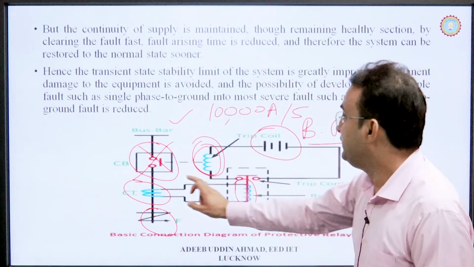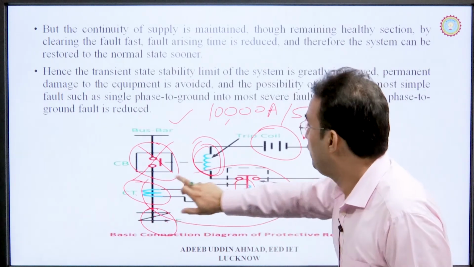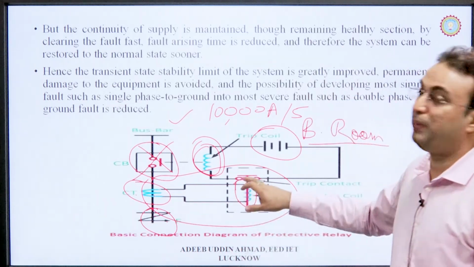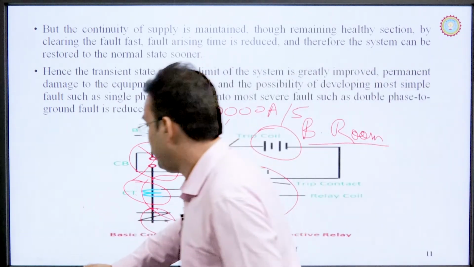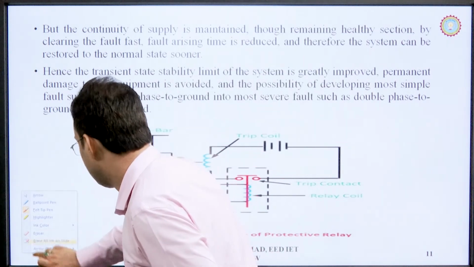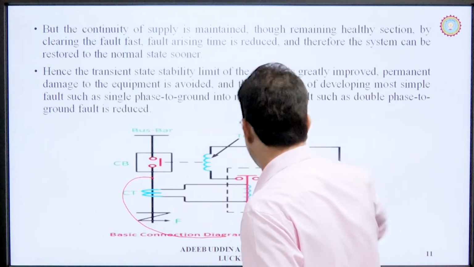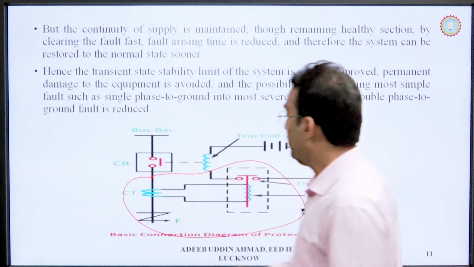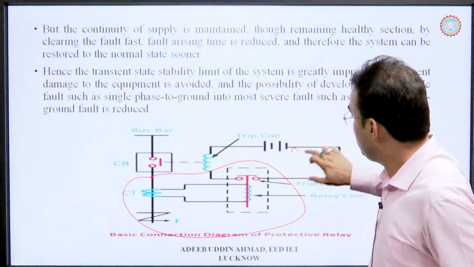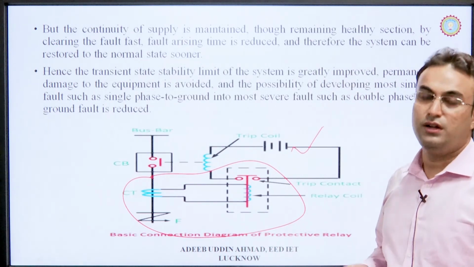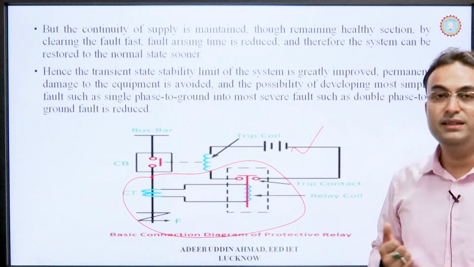So, this part, what is this part? This part is the relay part, and this part you can say the circuit breaker part. This is the relay part, and this part is the circuit breaker part. So, we have some relay part and circuit breaker part.